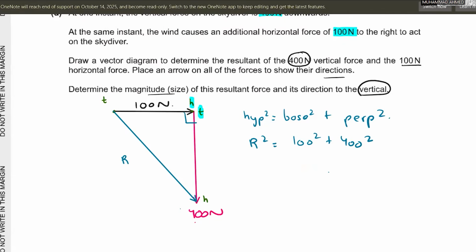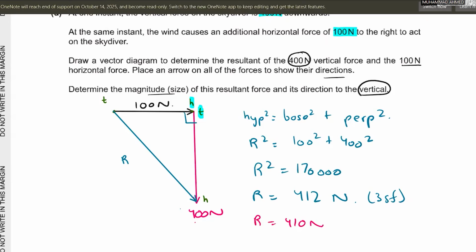If you want me to go into more depth, let me do it like this. Resultant square is equal to 17000. Resultant comes out to be what? Taken under root, resultant comes out to be 412 Newton. If you want to give your answer to three significant figures, you can write this. If you want to write your answer to two significant figures, you can write 410 Newton as well, to 2SF.